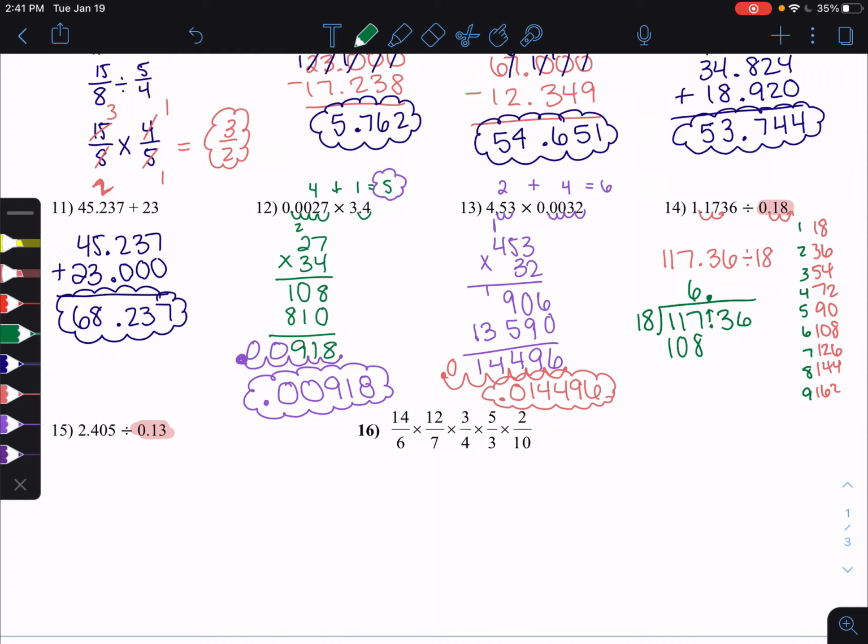So 108. I subtract. 17 minus 8 is 9. I bring down the 3. It goes into 93 5 times. And notice that it's on the other side of the decimal. So I bring down the 3, bring down the 6, and 18 times 2 is 36. Happy 0. So 6.52.